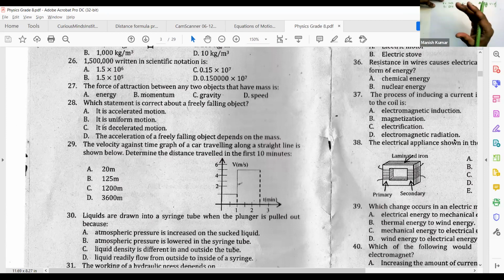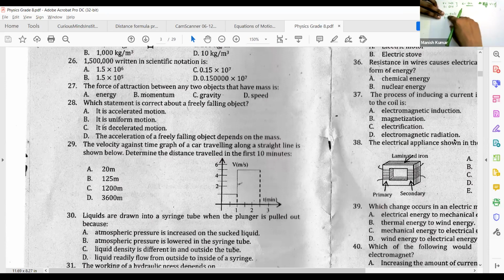Okay, what about the next 1.5 minutes? How many seconds is that? First, we have to calculate all the time in seconds. So 1.5 minutes is 90 seconds, right? For the next 90 seconds, what is the velocity? What is the velocity between 1 minute and 2.5 minutes? 5 meters per second. Do you see that from the graph?